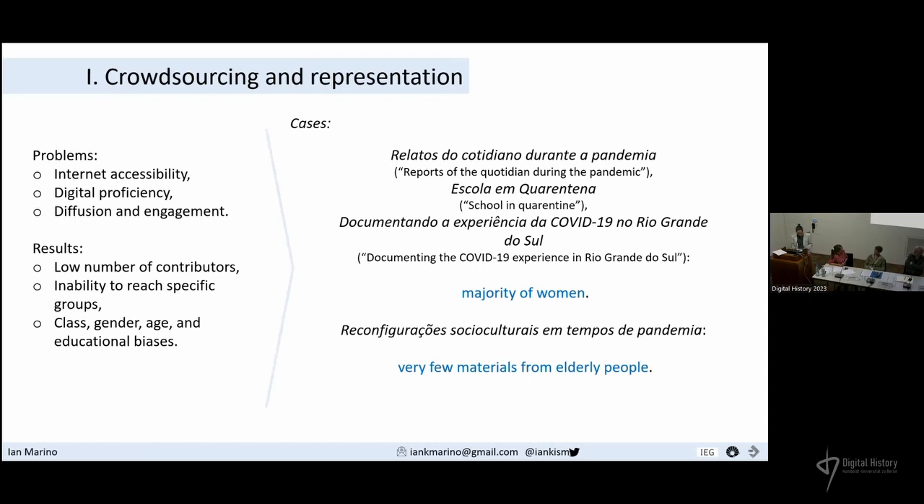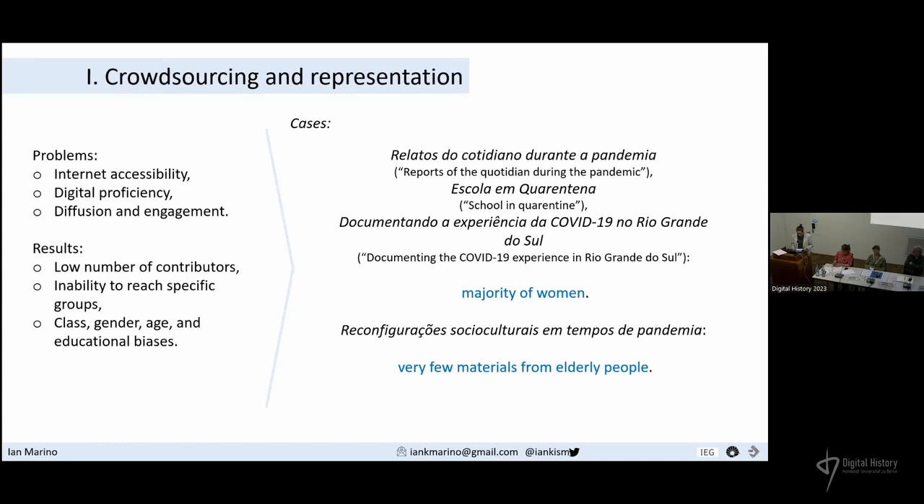Another variable that shows the limits of representativity includes gender, age, and educational degree. Most of the contributions received by the projects Relato do Cotidiano durante a Pandemia, Escola em Quarentena, and Documentando a Experiência da Covid-19 no Rio Grande do Sul have come from women, which shows, according to some early perspectives from these managers, that there is a coincidence regarding the idea of relating and reporting your day in a species of diaries and some types of gender traditions, a gendered way of dealing with and reporting and talking about your intimate experience.